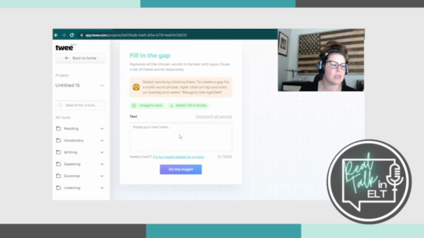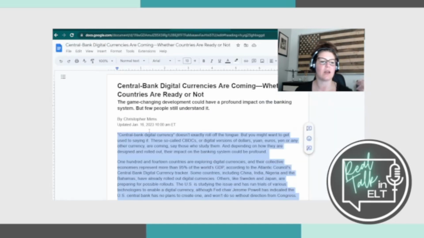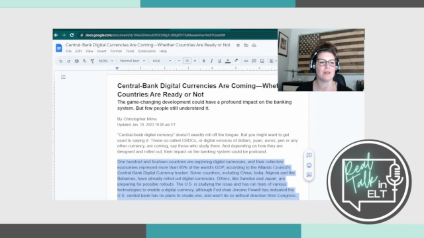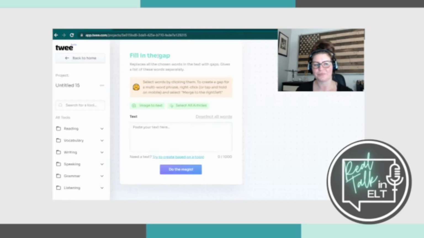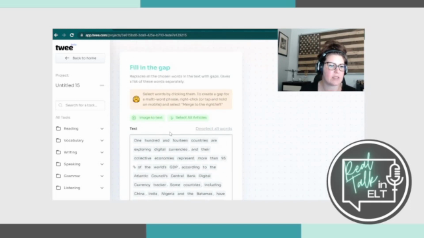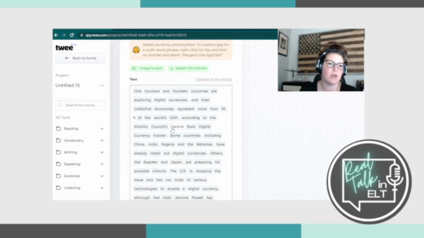Okay, so we need to put in a text here. I'm going to go back to the thing that I've been using for the past, I don't know how many episodes this is now. I don't even know where we are in this, but okay. I've been using the Wall Street Journal article from January 16th about central bank digital currencies, just because it's easier. So, okay, I put the text into the box and I need to select the words by clicking them. Oh, we've done this before.